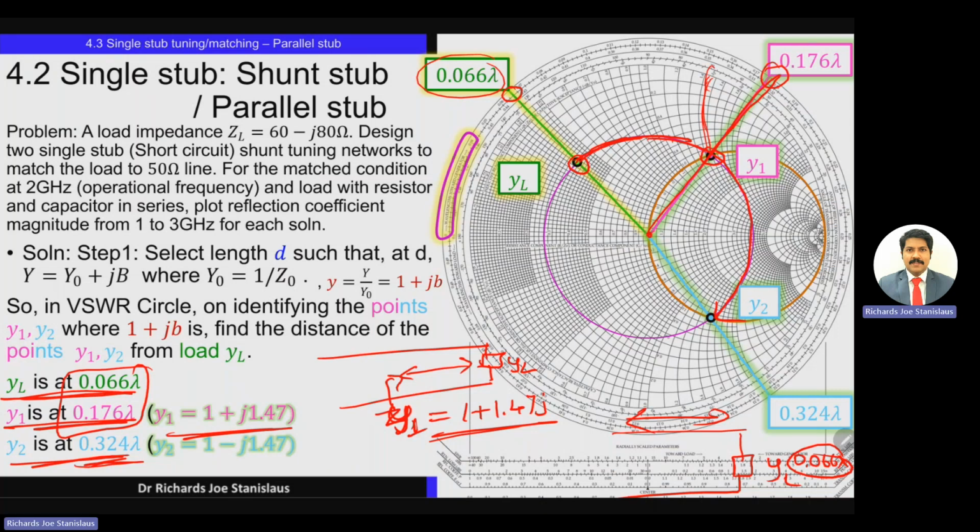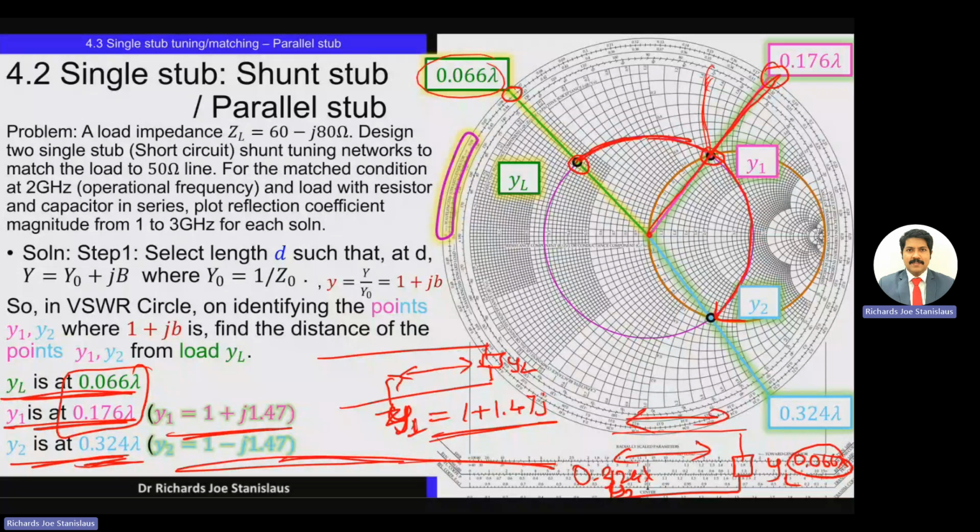When you move along the transmission line to a location of 0.324 lambda, we would get an admittance value corresponding to 1 minus j 1.47. Right? Y2 will be reading a value like this. Now in both the cases, the real part is 1. We are trying to find the imaginary aspect, basically the susceptance, right?